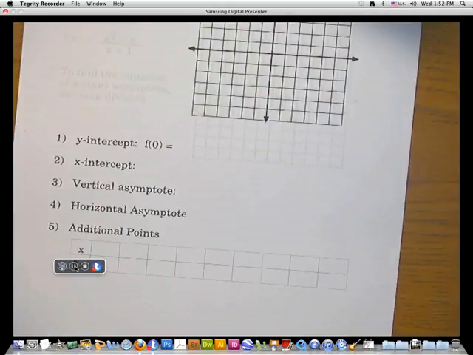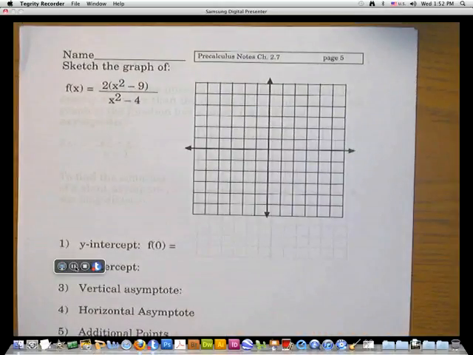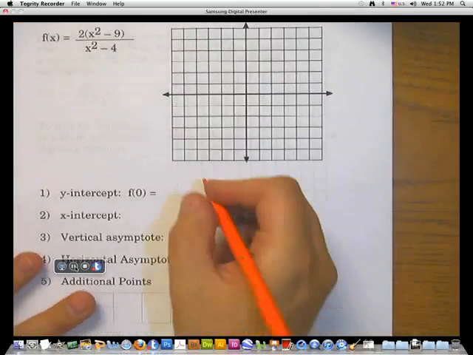All right. Page 5, we're going to sketch the graph. (2x² minus 9). Go ahead and pause the video and see if you can do it on your own at this point. Otherwise, when you come back, then I'll be able to go through it.